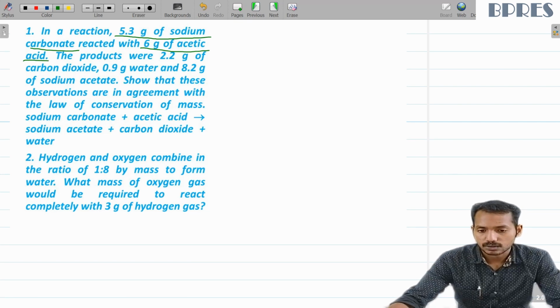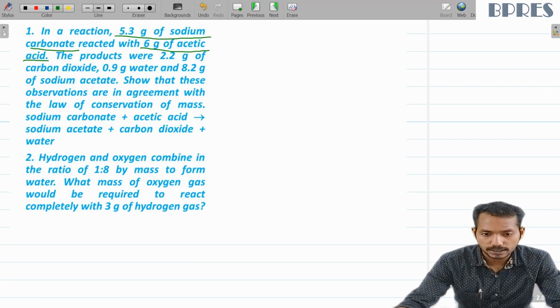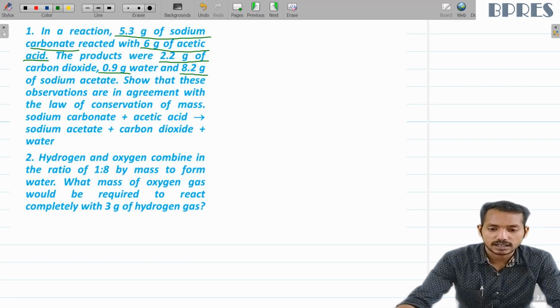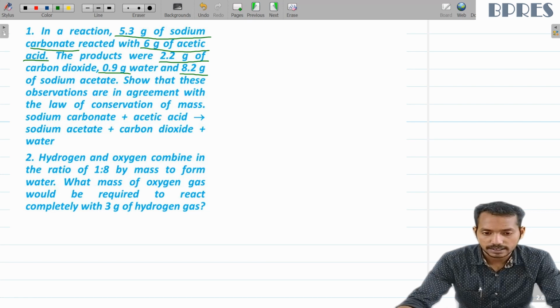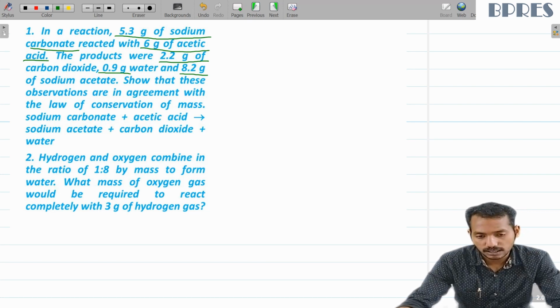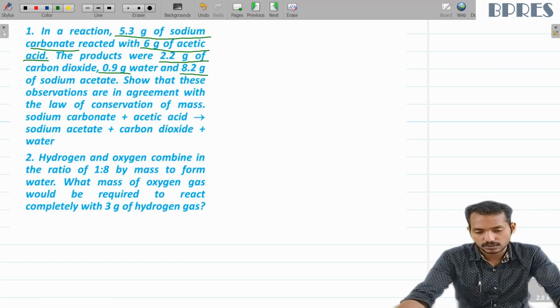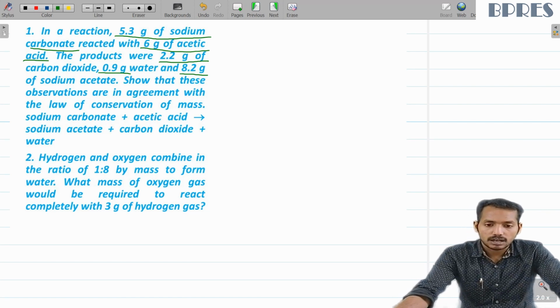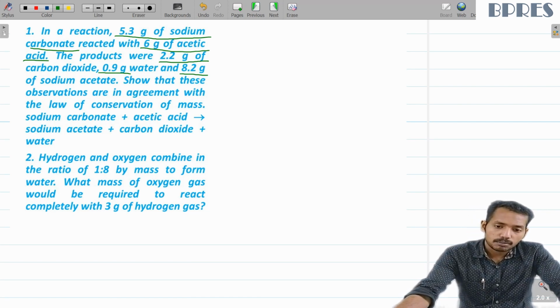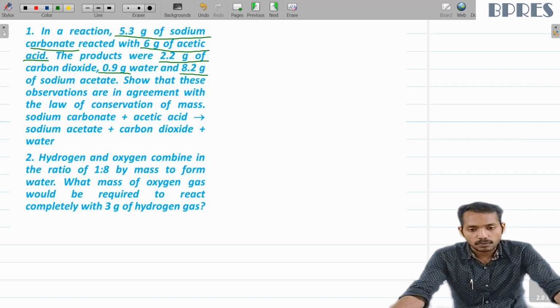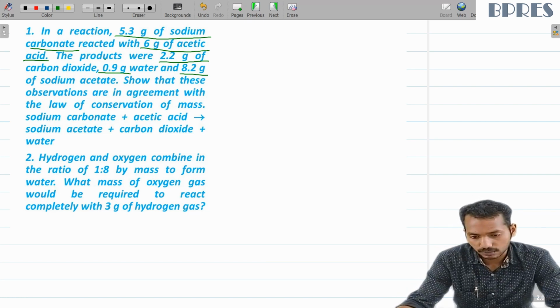Okay. So, the products were 2.2 gram of carbon dioxide, 0.9 gram of water, and 8.2 gram of sodium carbonate. Show that these observations are in agreement with the law of conservation of mass. So what we have to do is show that this reaction agrees with the law of conservation of mass. We need to show that the mass of reactants is equal to the mass of products.